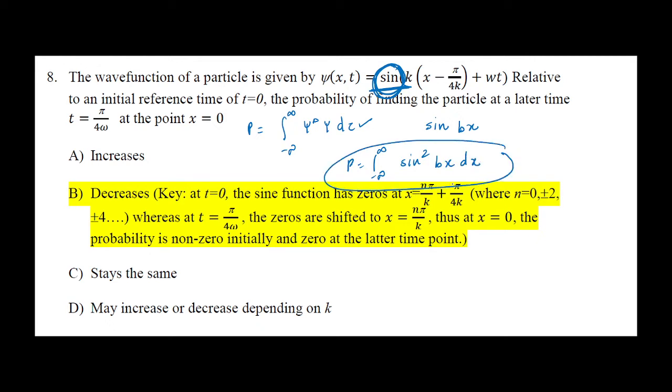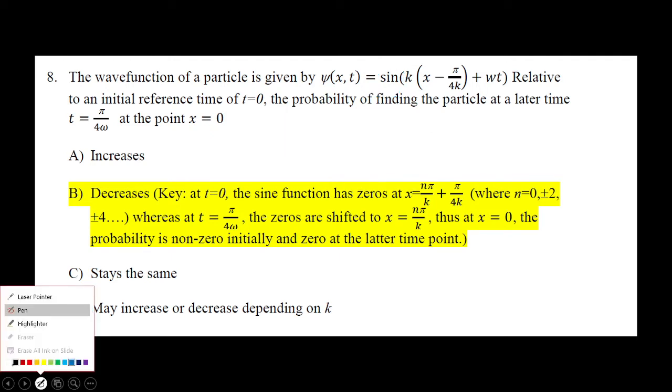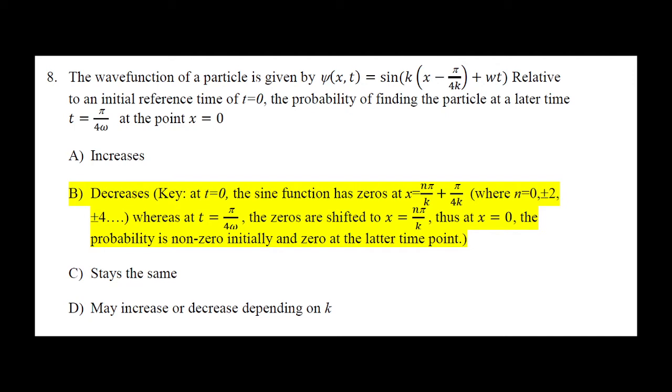This is going to be the probability. What we need to do is figure out the change in the probability at two different times if the position is fixed. So the first thing in this question: if t equals 0, what is the expression of x? If t equals pi by 4 omega, what would be the expression of x? First we need to figure out the value of x. The function is in terms of x, so we need to figure out the zeros, that is, at which value of x the function would be 0.